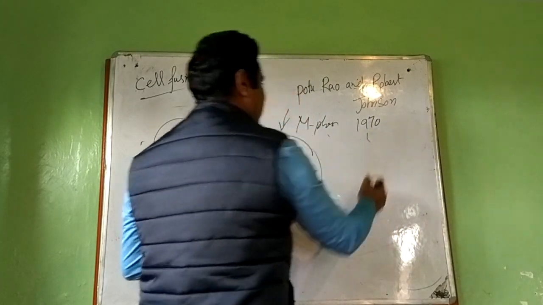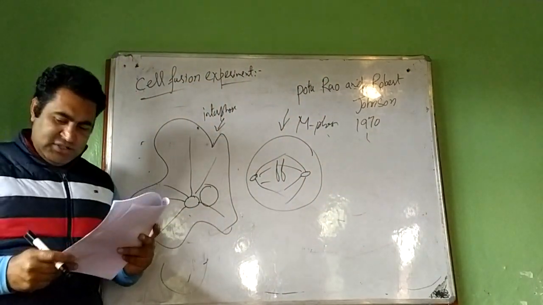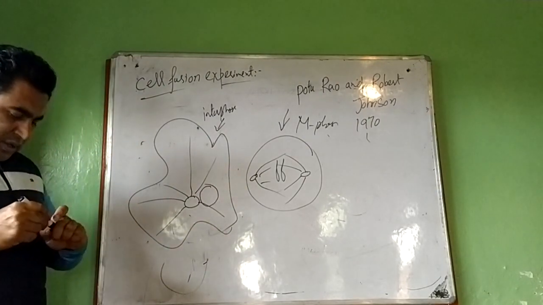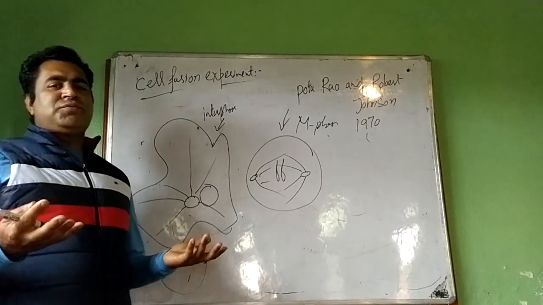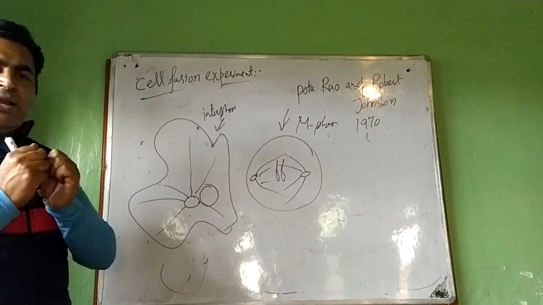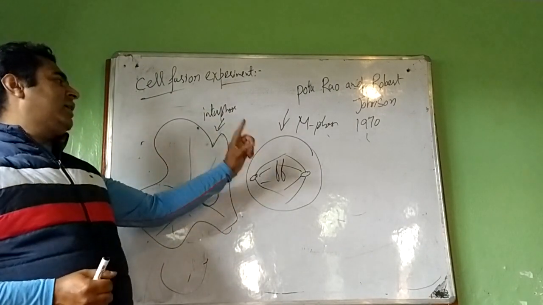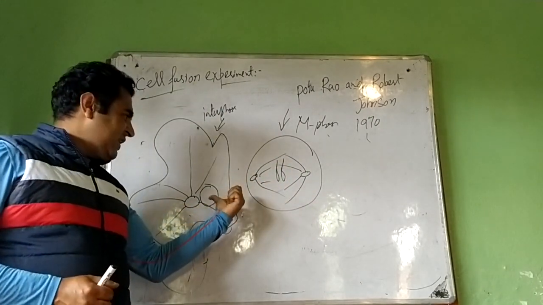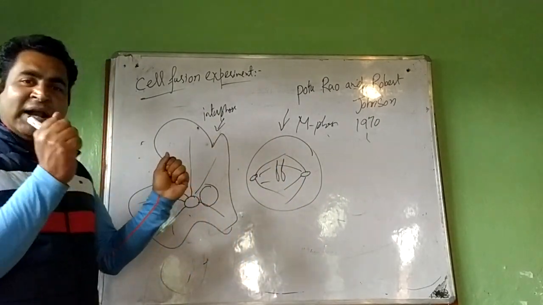1970 in the University of Colorado. What these scientists have done, their motive was to find out the factor which is responsible for maintaining the metabolic state of this interphasic cell or mitotic cell. They wanted to identify the factor.